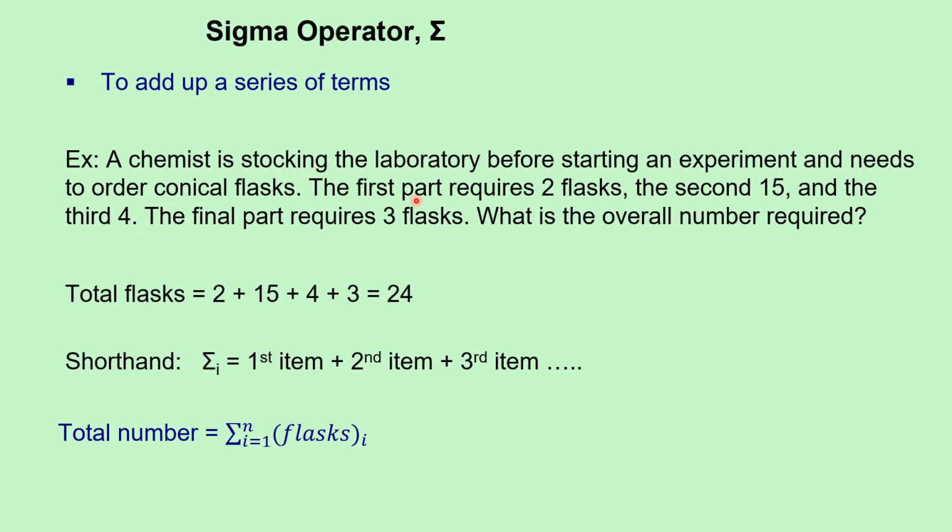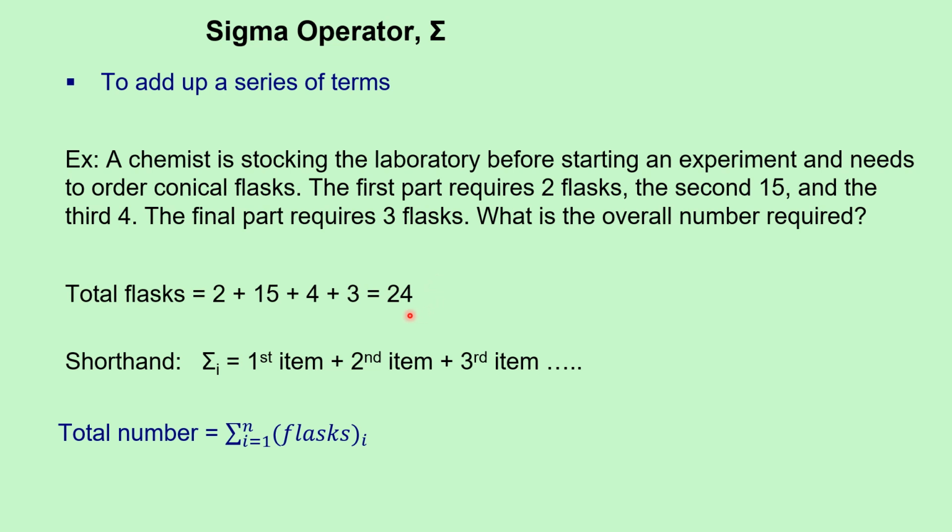So a chemist is stocking the laboratory before starting an experiment and needs to order conical flasks. So in this case, he makes 4 orders of conical flasks. For the first order, he requires 2 flasks, the second 15, and the third 4. And the final order requires 3 flasks. So what is the overall number required? If we look at this question, you can total the number of conical flasks like this, 2 plus 15 plus 4 plus 3, and it will give you 24.